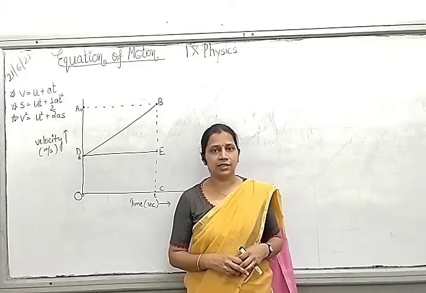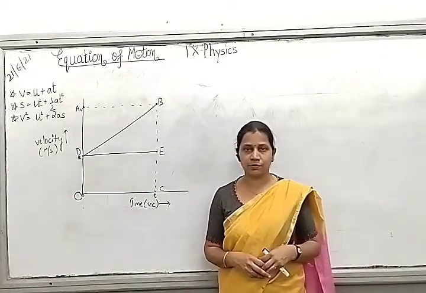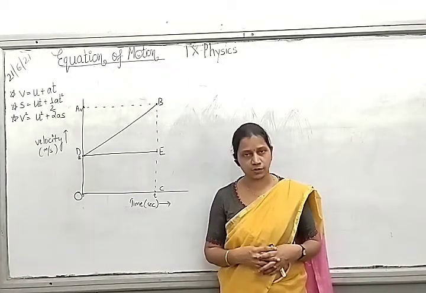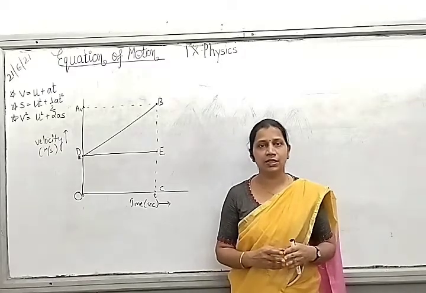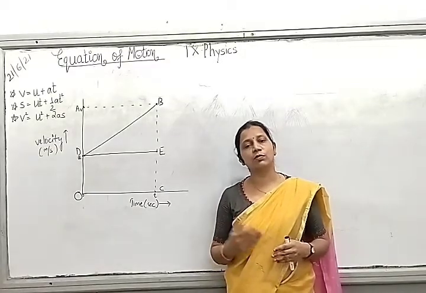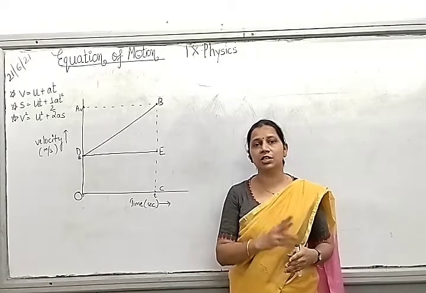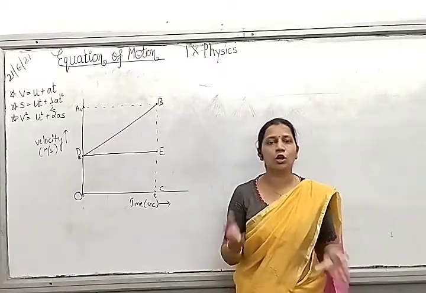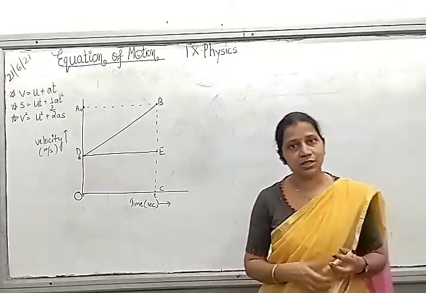In the last lecture, I gave an introduction about equations of motion. There are three equations of motion, and I told you about two conditions that are necessary for these equations to be applicable. That means if those two conditions are not fulfilled by an object, then you cannot apply equations of motion. So what are those two conditions?